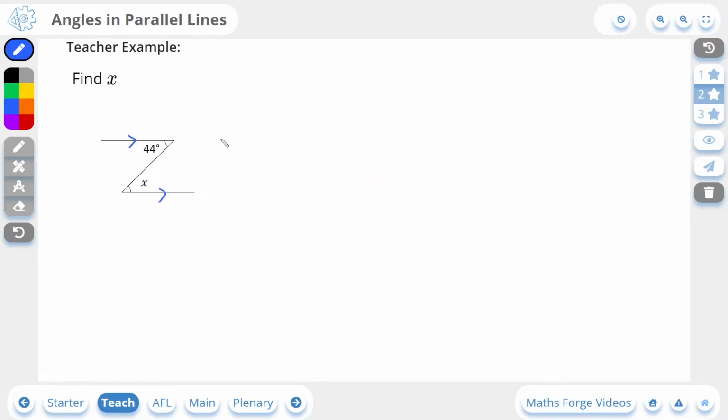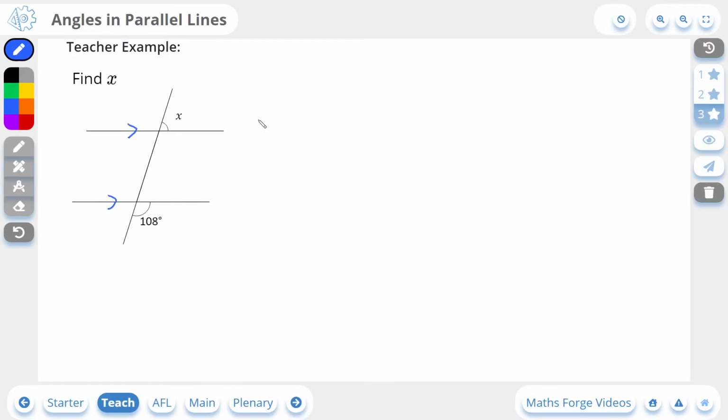And for our final two-star example, we have another case where if you look at the corners of the angles, they are facing in the opposite direction to each other. And again, this is another case of alternate angles. So therefore we can say x is equal to 44 degrees because these two angles are alternate. And if we check our answer, there it is. Now we'll do a three-star example.